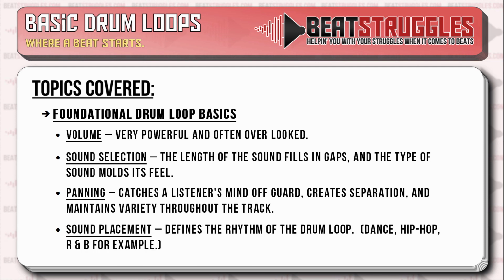And then now sound placement. It defines the rhythm of the drum loop. So what I'm saying there is this defines what type of beat you're going to make, whether it be a dance track, a hip hop track, or like an R&B kind of track. So for example, if your kick drum is playing on every single beat, it's probably going to be a dance track, you know what I'm saying?